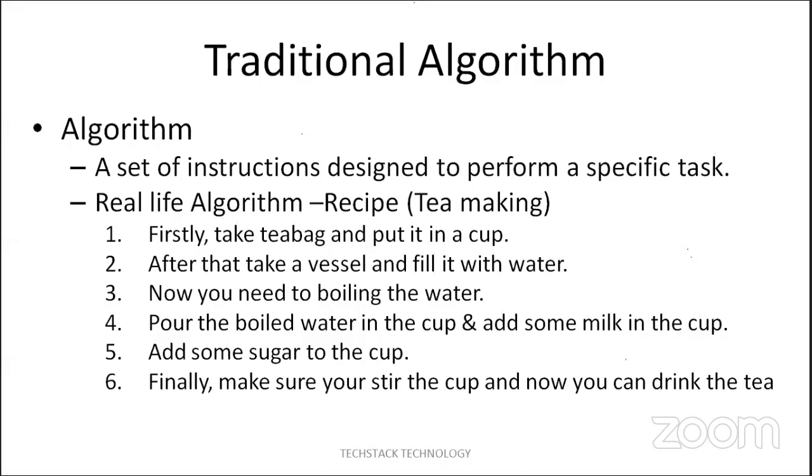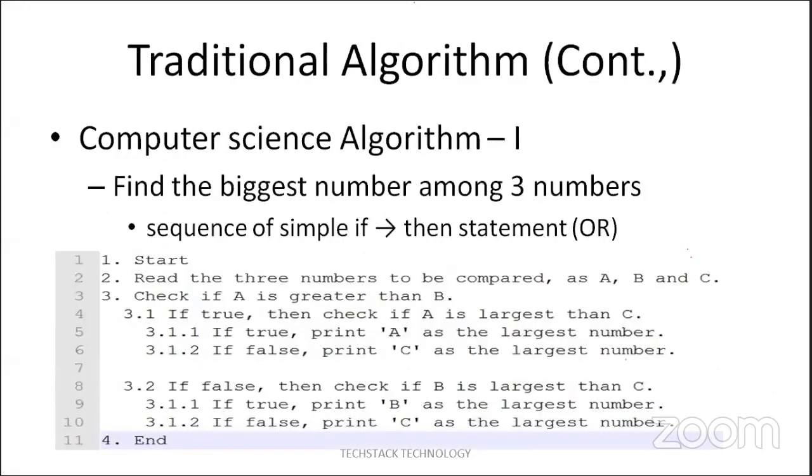If you're not following the order, right? Think about it. I'm not taking the tea bag first. I'm taking the vessel and filling the water. Then I'm adding the sugar to that. So that's not a proper way, right? So to make a good algorithm, we need to follow a set of instructions in the right order to complete a specific task. And another algorithm example is from the computer science world. Initially, I told you about an algorithm from a real-life scenario.